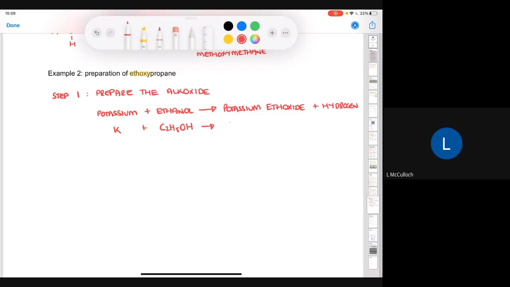So the alkali metal will take the place of the hydrogen on the hydroxyl group, creating an ionic substance, creating your alkoxide and then your potassium ion in this case. And then for step 2, we're going to do our nucleophilic substitution.